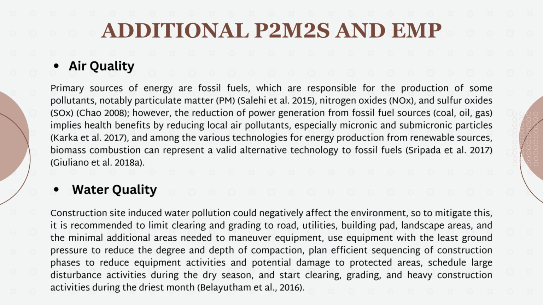For water quality, it recommends limiting clearing and grading activities near water bodies, using low-impact equipment, proper construction phasing and sequencing, and scheduling measured disturbance during dry seasons. These measures aim to minimize water pollution and damage to protected areas from construction site runoff and activities.